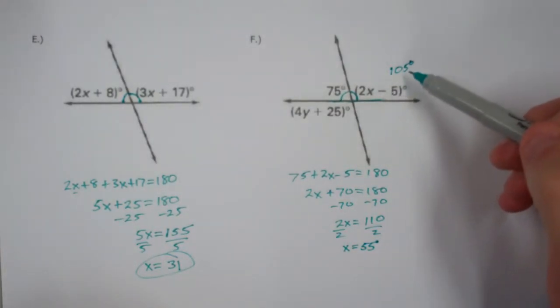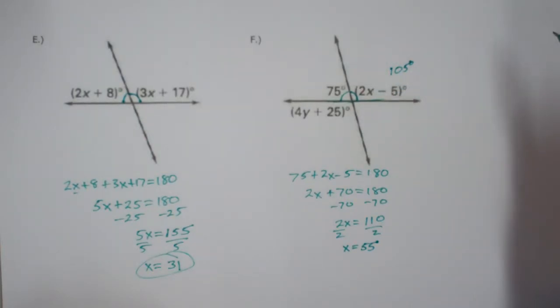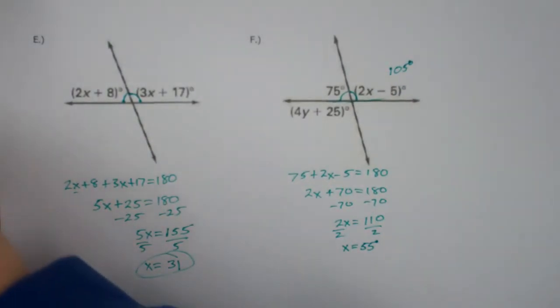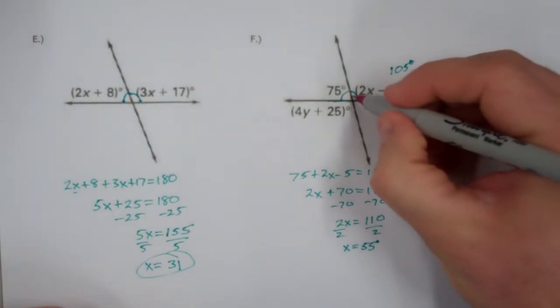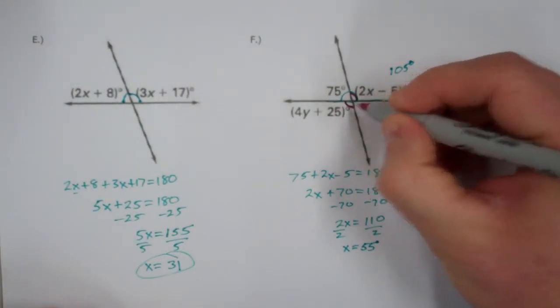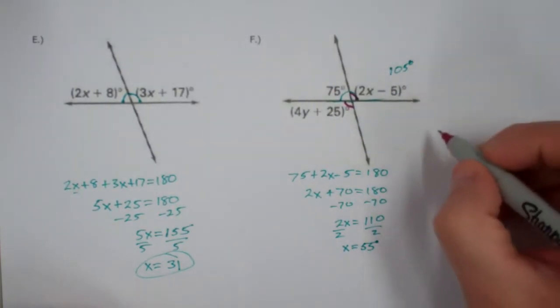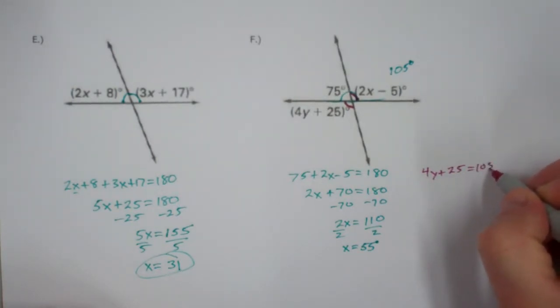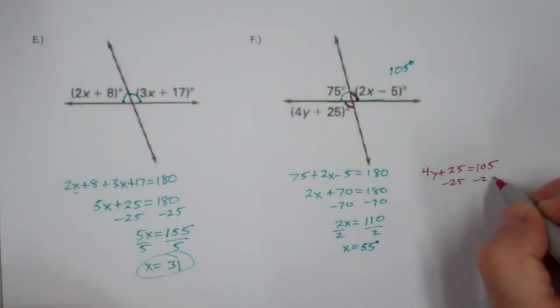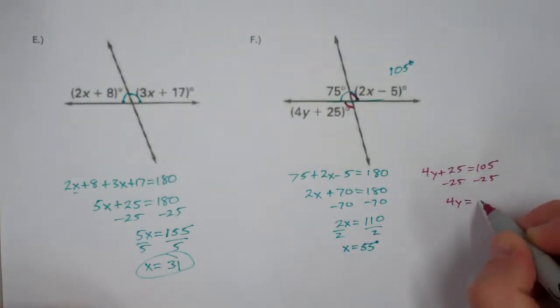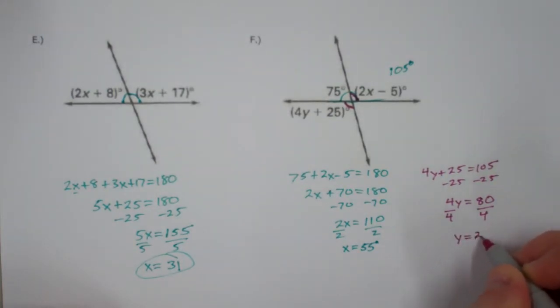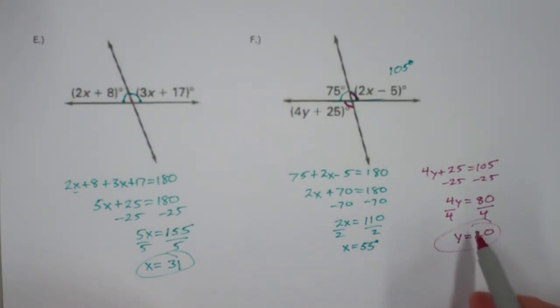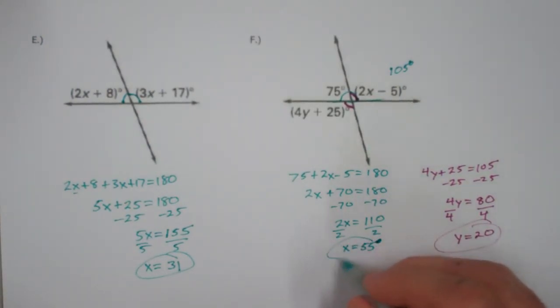And you could have alternatively done that. You could have set 105 equal to 2x minus 5. As a matter of fact, we can probably do that with these two angles here. We know that this angle and this angle have to be the same measure. They're vertical angles. So we could do 4y plus 25 is equal to 105. Subtract 25 from each side. Got 80 on the right side. Divide by 4. And y will be 20. And that won't be any degrees there, it'll just be 55.